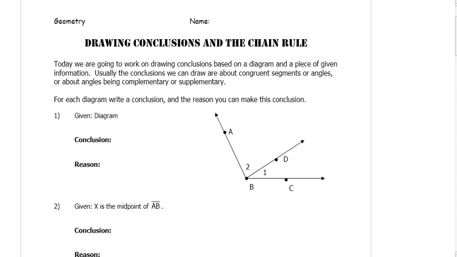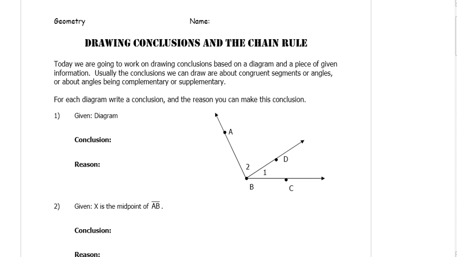This drawing conclusions part is extremely important. It's going to come up again when we get to proofs in a couple chapters. Proofs, if you can do these conclusions, proofs are going to be a lot easier on you. So it's good if you guys can get a handle of it.